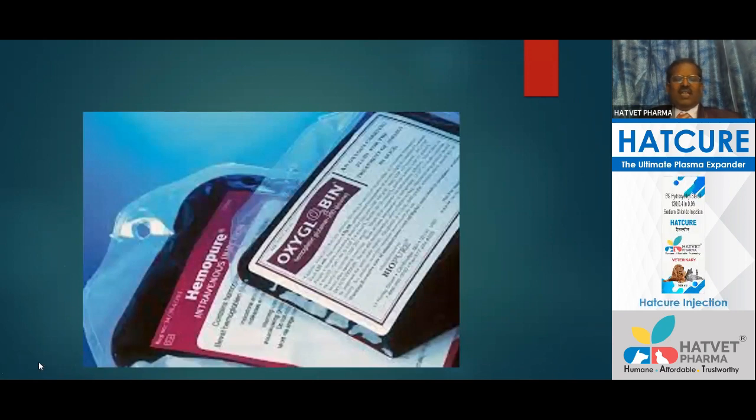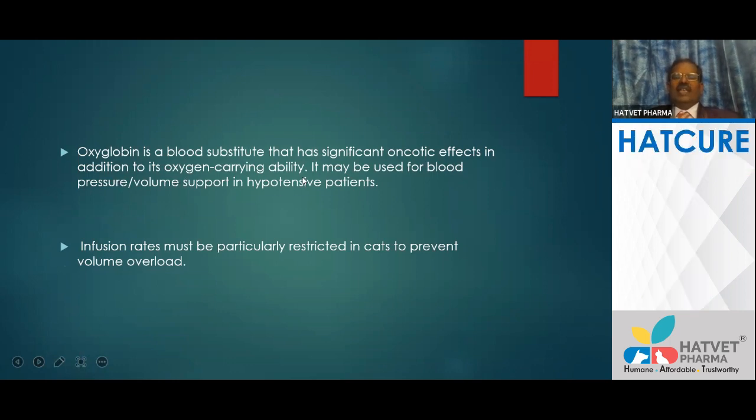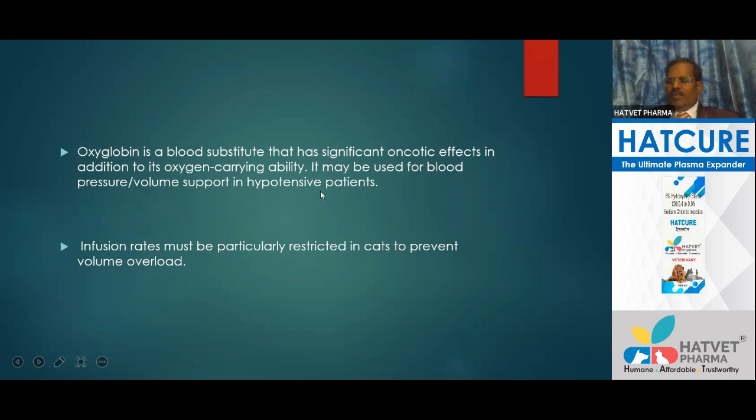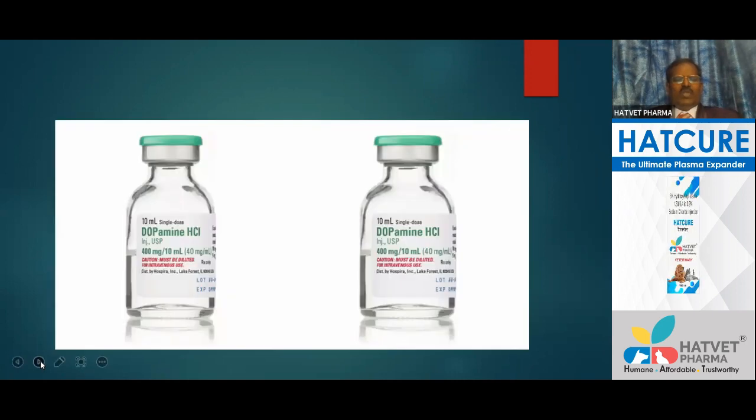Oxyglobin is another plasma volume expander. It's a blood substitute that has significant oncotic effect in addition to its oxygen carrying ability. It may be used for blood pressure and volume support in hypotensive patients. Infusion rate must be particularly restricted in cats to prevent volume overload. We have less experience using Oxyglobin. Probably we have to try it in the future.